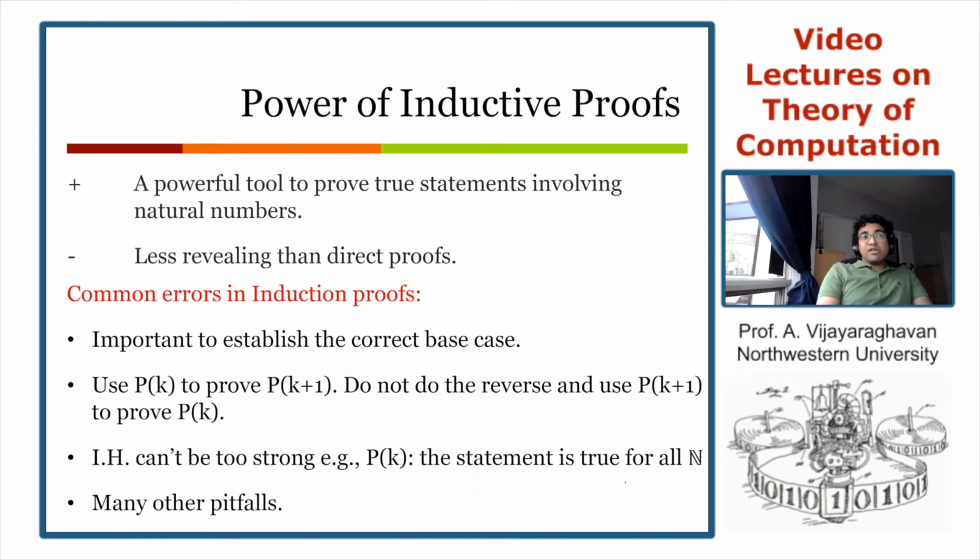Again, your induction hypothesis can't be too strong. So, for instance, you can't say P of k is a statement that it is true for all natural numbers. Your induction hypothesis has to be the statement that P of k is true for the particular natural number k. You can't assume that it's true for all natural numbers, because then you have nothing left to prove.